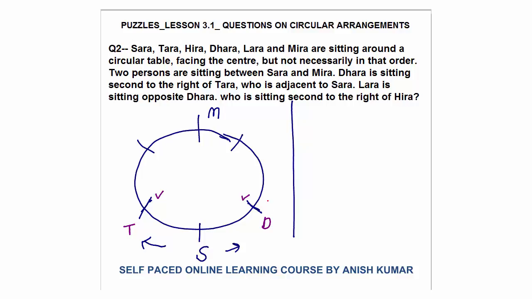Now the question was saying Tara was adjacent to Sarah. So can this be a position of Tara? Can this be a position of Tara? Let's see whether this is correct or not. Tara, who is adjacent to Sarah.